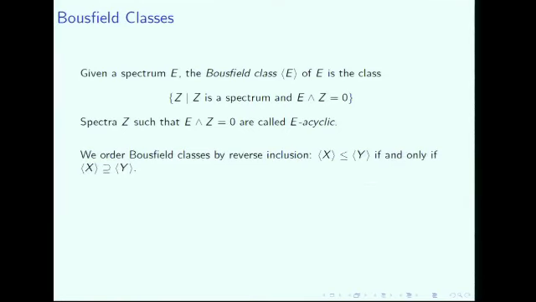Okay, but if you want, you can just forget all that background and just think of this purely abstractly. What we're thinking about is the Bousfield class of a spectrum. We're going to say that that is the class of all spectra that smash with E to give 0. And those spectra are sometimes called acyclic. We order these Bousfield classes.